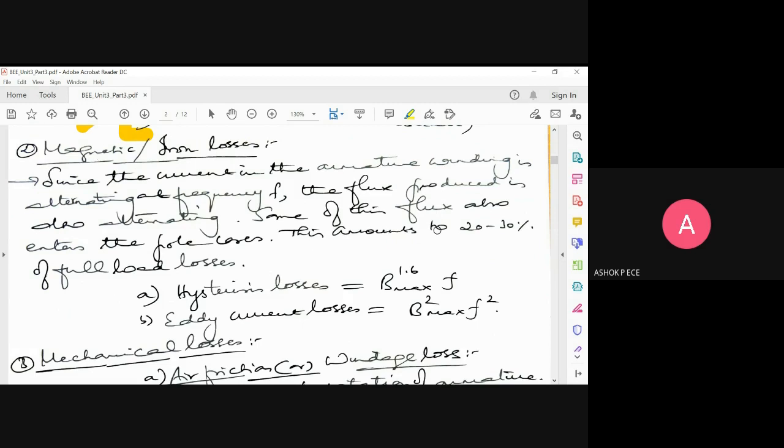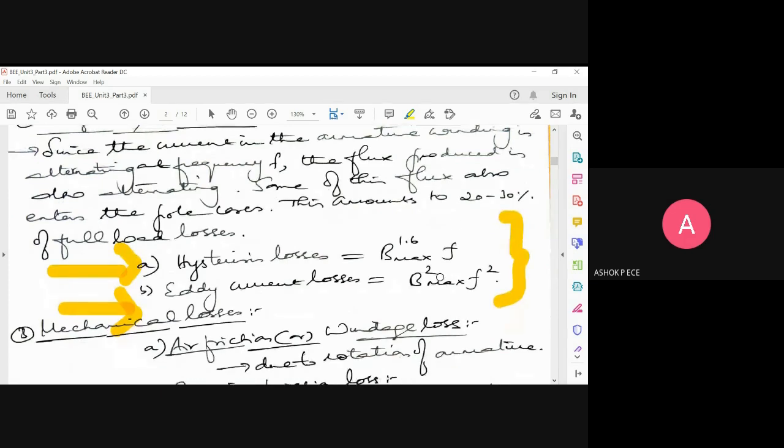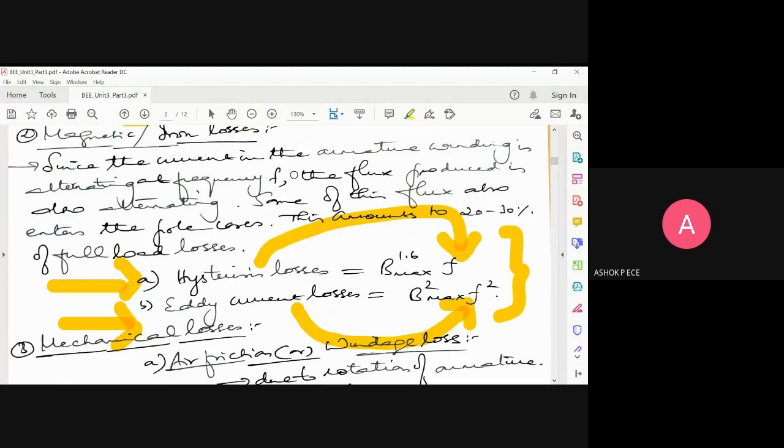This is going to cause 20 to 30% of the full load losses. This iron loss will also include hysteresis loss and eddy current loss. I hope you are clear with what hysteresis loss and eddy current loss are; I'm not going to explain them again. One basic thing: hysteresis loss is proportional to the frequency, and eddy current loss is proportional to the frequency square. Why are we studying these two laws? Because frequency comes in here due to the alternating EMF, which is produced because of the alternating flux.